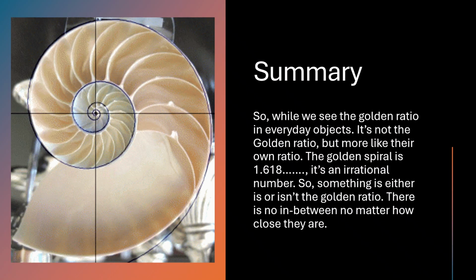Congratulations to everyone who made it this far in this video. To summarize, while we see the golden ratio in everyday objects like flowers, buildings, weather, and other natural phenomena, it is not the golden ratio, but more like their own version of the golden ratio. As we already know, the golden ratio, phi, is 1.618, and so on. It's an irrational number, so something either is or isn't the golden ratio. There is no in between, no matter how close they are.